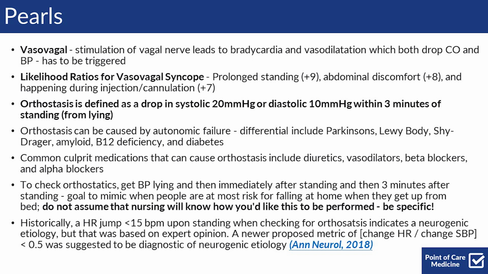Orthostasis can be caused by autonomic failure, and as we talked about earlier, the differential for that can be Parkinson's, some of those Parkinson's plus diseases, B12 deficiency, amyloid, and diabetes probably being the most common culprit. The medicines that we talked about include the diuretics, vasodilators, beta blockers, and alpha blockers. And if you do find out that they're orthostatic, if you diagnose them and you see that their blood pressure really does tank, it's usually a satisfying thing to find out, because you can realize that it's not life-threatening. But you still need to figure out why they're orthostatic, and it's not always the easiest thing to treat. And so don't celebrate just yet.